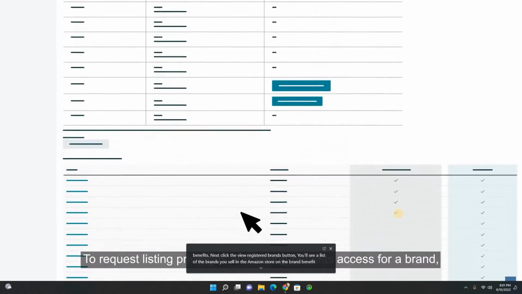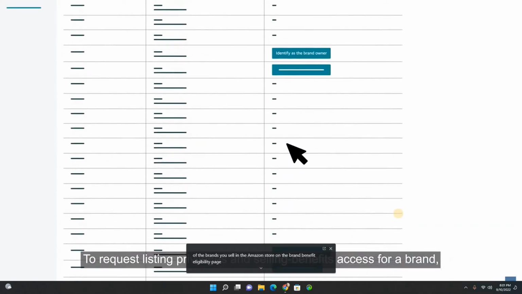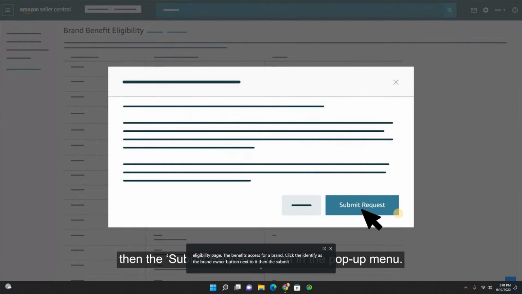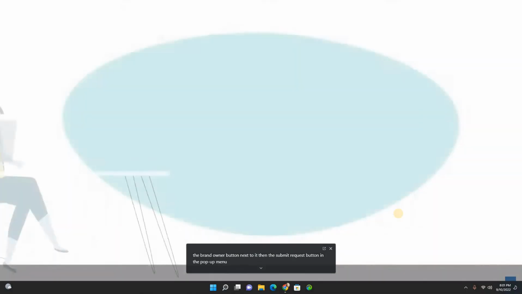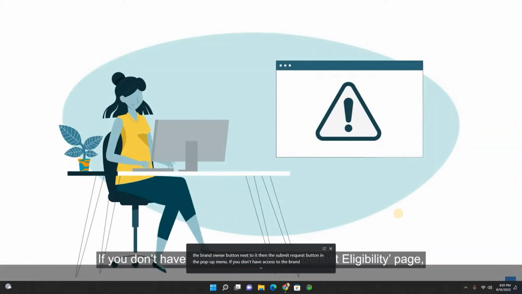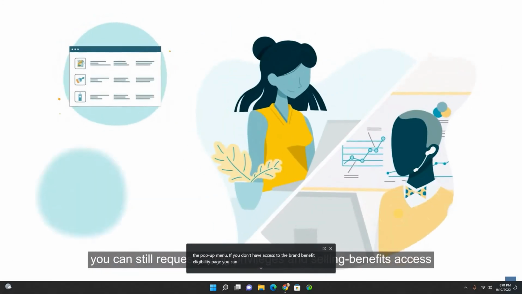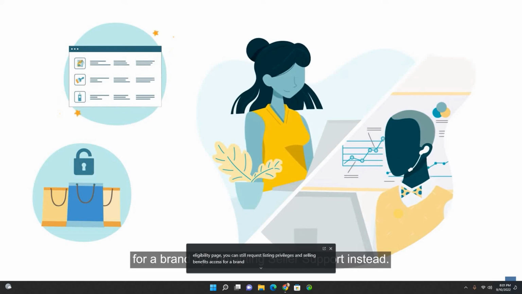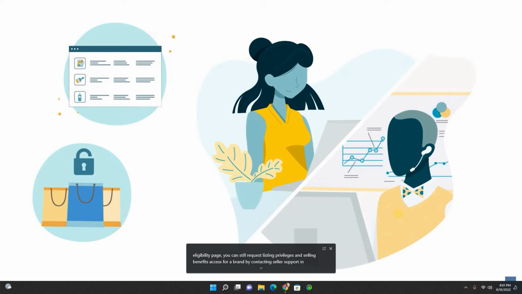To request listing privileges and selling benefits access, click the identify as the brand owner button next to the brand, then the Submit Request button in the pop-up menu. If you don't have access to the brand benefit eligibility page, you can still request listing privileges and selling benefits access for a brand by contacting seller support instead.